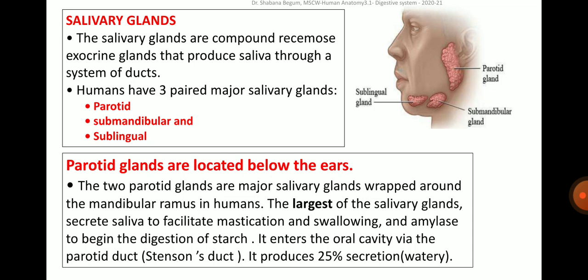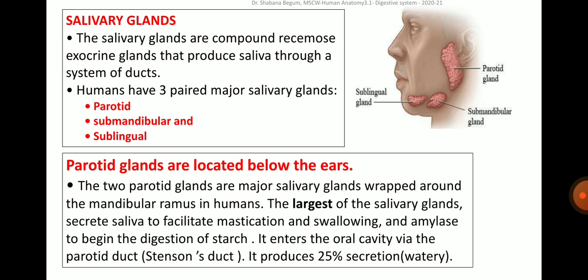Racemose glands means they are composed of groups of sac-like alveoli which form small lobules. Ducts from each lobule unite to form a larger duct which conveys the secretion towards a main duct through which the salivary secretion is poured into the mouth, that is the buccal cavity. One more important point you have to remember: about 1.5 liters of saliva is being secreted per day.